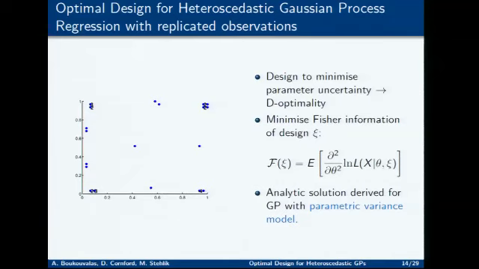So this is what we do for optimal design. As I said, it's designed to minimize the parameter uncertainty. This naturally leads to D-optimality, and we maximize the Fisher information. The Fisher information is defined as the expectation with respect to the second derivative of the likelihood, and because we've chosen to have a nice simple model for the variance, and the Gaussian process is already tractable, the joint thing still remains tractable.